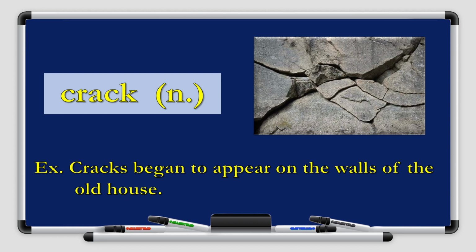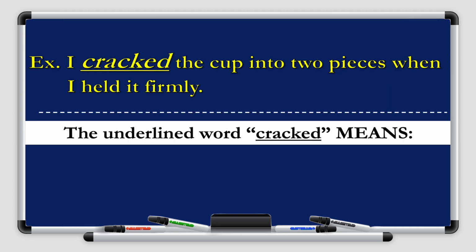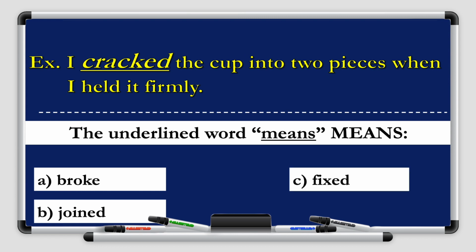Whereas the action: I cracked the cup into 2 pieces. I cracked, the verb, a doing word. I literally cracked the cup into 2 pieces. The underlined word cracked means broke, joined, fix, linked. I cracked into 2 pieces, which means I broke. Excellent, dear viewers, the answer is broke.